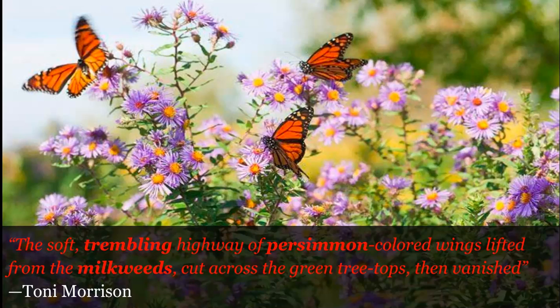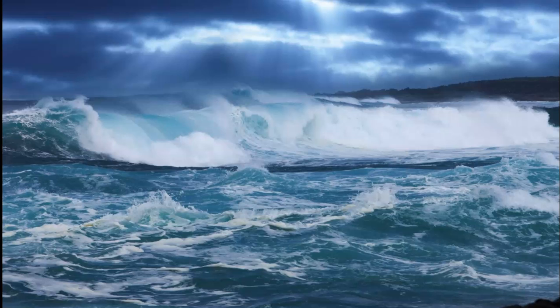Okay, so we've got this word trembling and highway, right, to describe how these butterflies are moving across the field almost like they're on a road. Persimmon is the fruit, it's kind of orange coloured, so we get a really vivid idea about what these butterflies look like. And then we have even a word like milkweed, which is a type of plant, so rather than saying plant, she's actually using a very specific word to describe exactly the type of plant. So we really get a very strong idea about what this looks like.